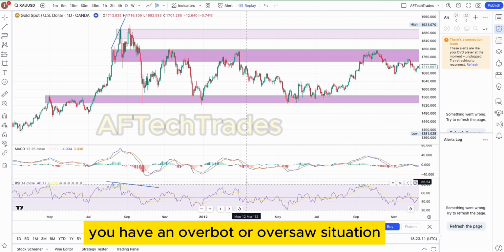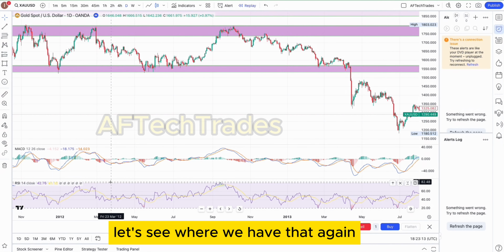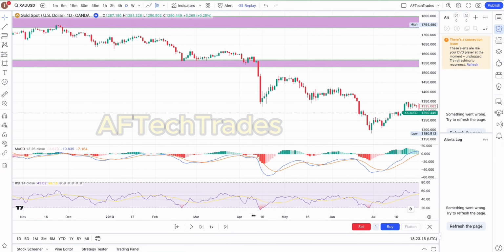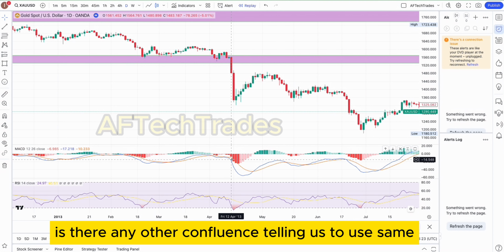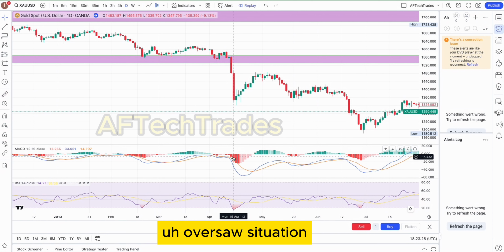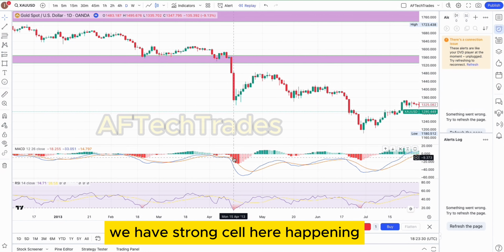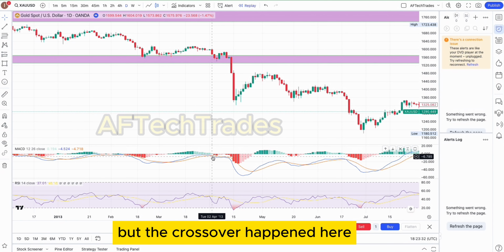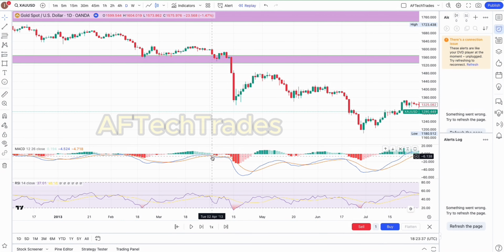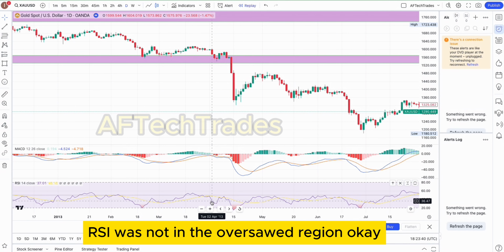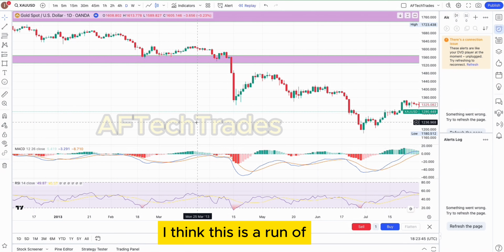an overbought or oversold situation. Let's see where we have that again. I see one here. This is an oversold situation here, and if we check, is there any other confluence telling us to use same? Oversold situation, we have strong sell happening here, but the crossover happened here. This is where the crossover happened. When the crossover happened, RSI was not in the oversold region.